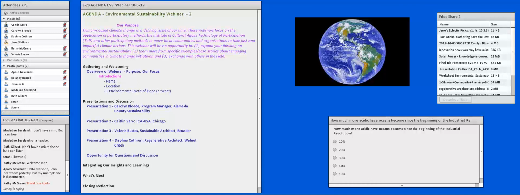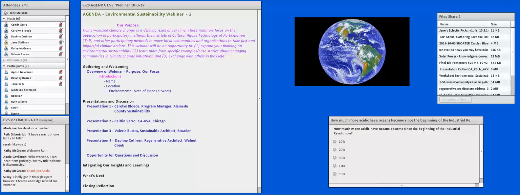So the file share pod on the right has a range of things that we and others have uploaded to it, from something Daphne sent me that's a very substantive work to my personal eclectic lists of articles and activities that I think have been really interesting to me. You also can upload things to it, and all of these things will help inform our network conference in the fall, our gathering.